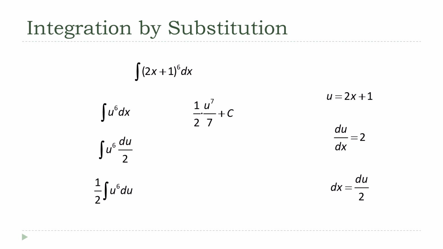Now, I'm not quite there yet, because I want my answer to have the same variable as the original integral did. So I have to go back to x's. But that's easy to do. I'm just going to use my substitution again, the other way. I'm going to replace that u with 2x plus 1, and this becomes 1/14 times 2x plus 1 to the 7th, plus a constant, and that's it. There's my answer.